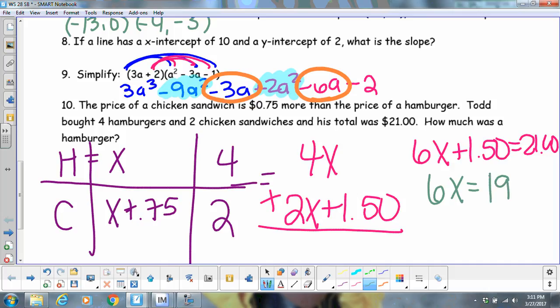Okay, and then when you divide you're going to get that your X or your hamburger is $3.25. It asks for a hamburger, so you are done at $3.25.